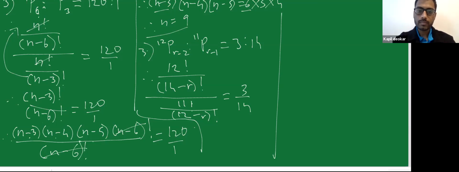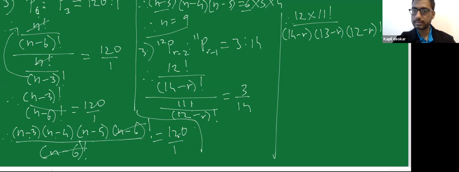Therefore, I'll write this 12 factorial as 12 into 11 factorial. I'll reduce till 11 factorial. Similarly, for 14 minus r factorial, I'll reduce 14 minus r. Next would be 13 minus r, and then I'll have 12 minus r. Why have I reduced till these terms? Because in my denominator I had 11 factorial, so this and this will get cancelled out. And I had 12 minus r factorial, so this and this will get cancelled out, which is equal to how much? 3:14.